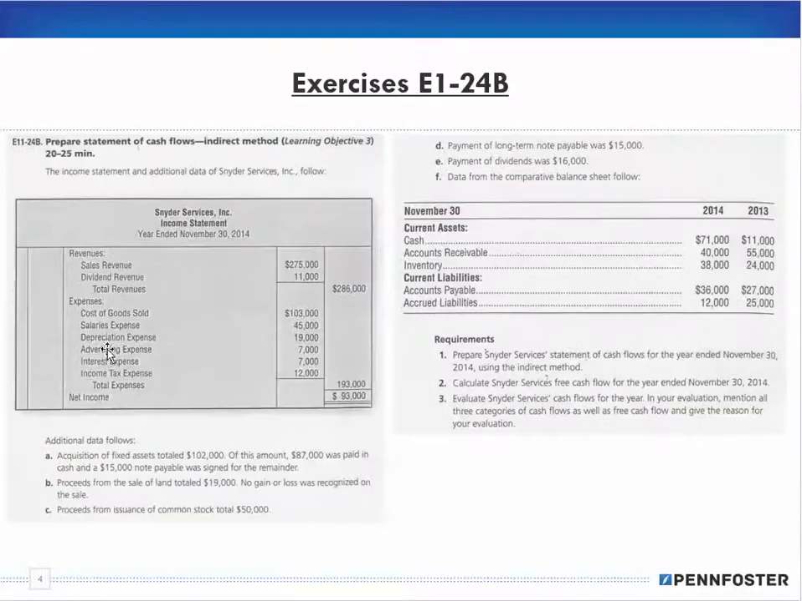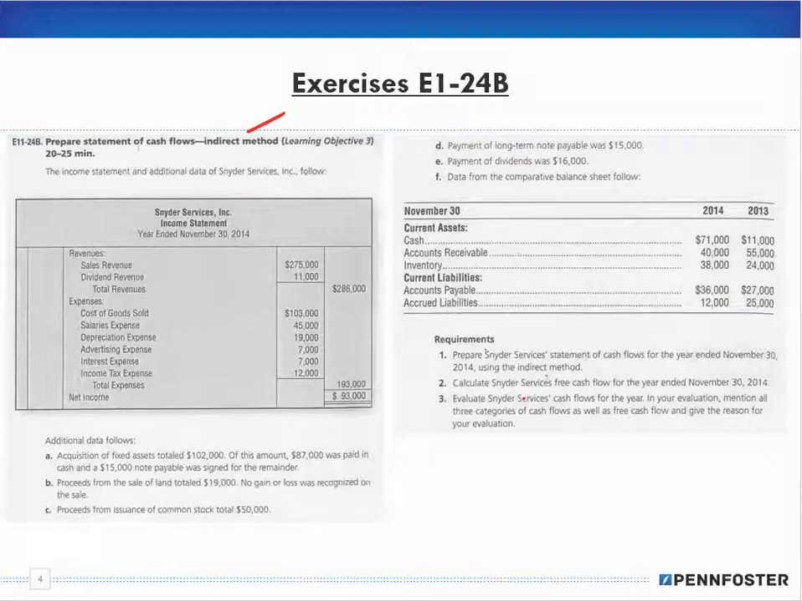All right, so for this exercise 1-24, it's asking us to prepare the statement of cash flows using the indirect method. It's giving you the income statement and additional data, and then it says use the indirect method, calculate Snyder's free cash flow for the year ended, and then evaluate the cash flows for the year. In your evaluation, mention the three categories of cash flows, as well as cash flow and free cash flow, and give the reason for your evaluation. All right.